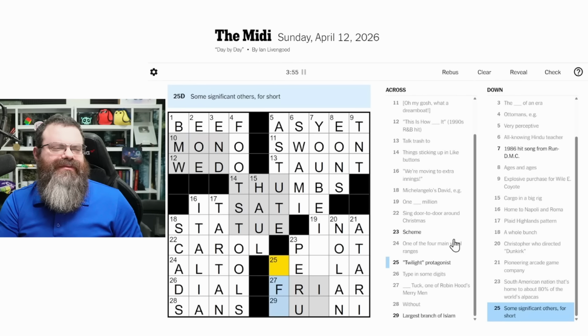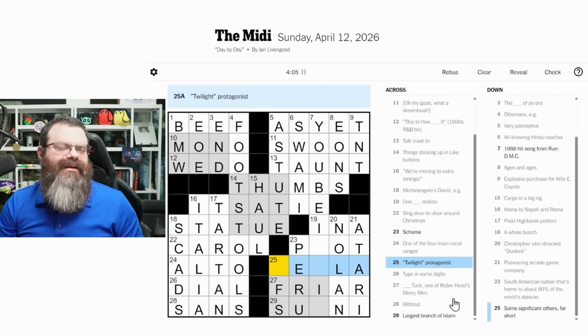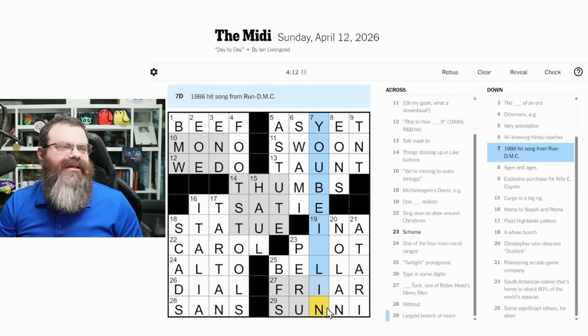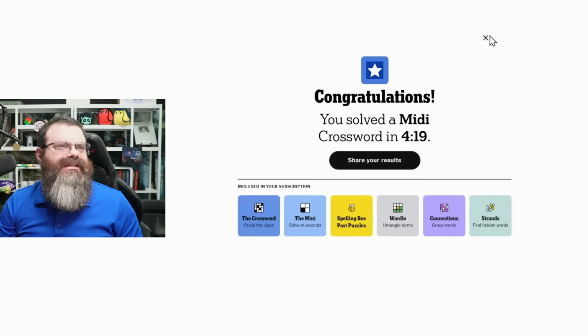Some significant others for short. It's going to end in S. What was this one? Twilight protagonist is Bella. BFs, boyfriends. Largest branch of Islam is Sunni, I guess. What the heck? Scheme is a plot. What is this song?